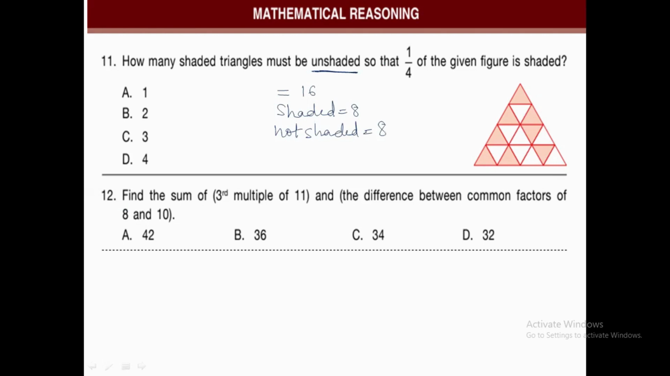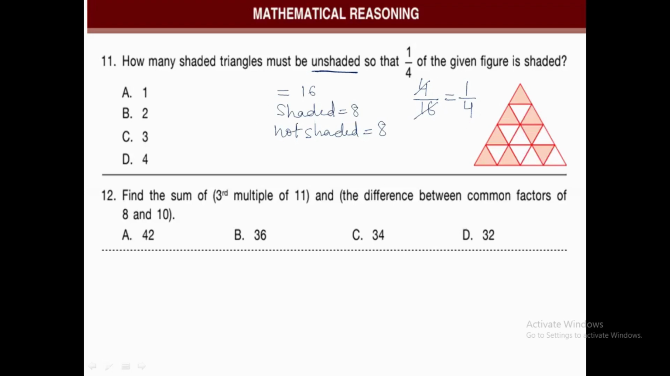Okay, now the question is asking how many parts we need to unshade so the fraction becomes 1 by 4. The fraction becomes 1 by 4 when we shade only 4 parts. When only 4 parts are shaded, the fraction is 4 by 16. And when we reduce 4 by 16 to its simplest form, it will be 1 by 4, because 4 ones are 4 and 4 fours are 16, correct? So we need to shade only 4 parts.